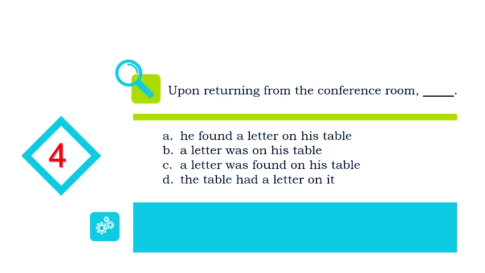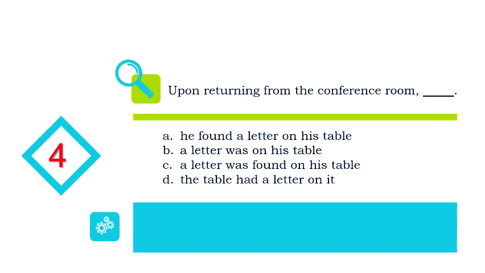Number 4. Upon returning from the conference room, blank. A. He found a letter on his table. B. A letter was on his table. C. A letter was found on his table. D. The table had a letter on it. Now let's try to look at a grammatical rule that governs this sentence.